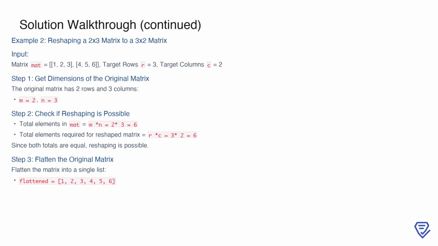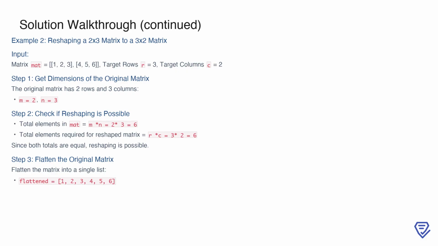The total number of elements in the original matrix is M*N, which is equal to 2 times 3 equals 6. For the reshaped matrix, the required total is R*C, which is equal to 3 times 2 equals 6. Since the totals match, reshaping is possible. The next step is to flatten the original matrix.